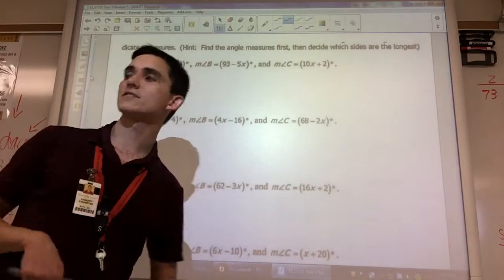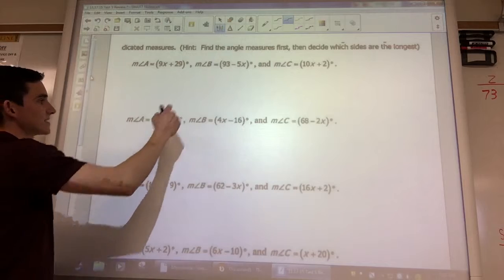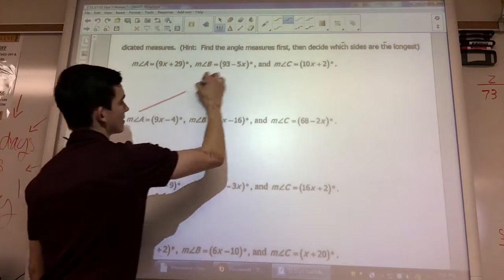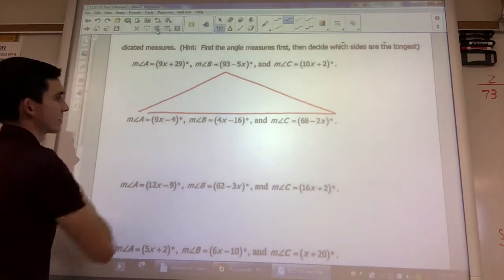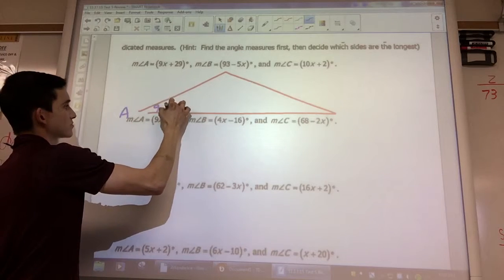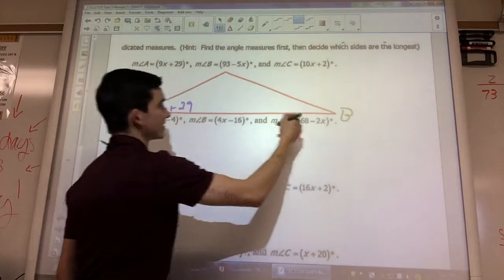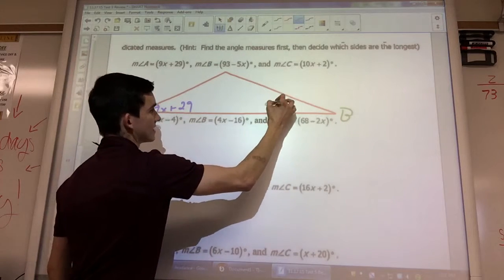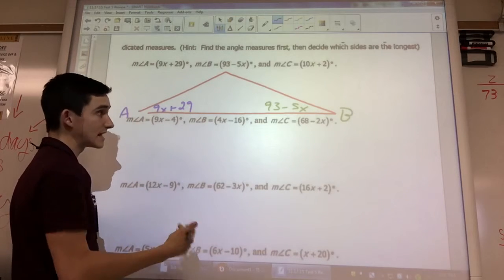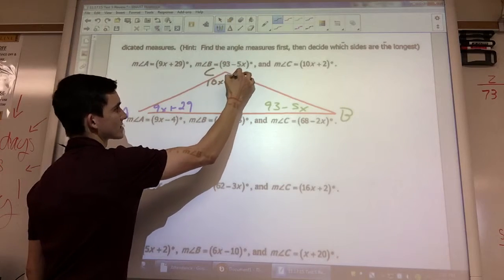I will say you'll have a test question very similar to this, except at least it's going to draw the picture. But the idea, guys, is draw a triangle. Here it is. Well, I'm going to need a bigger triangle. Okay, there's my triangle. Let's call this one angle A. That's 9x plus 29. Angle B is 93 minus 5x. I'm going to actually have to solve this one out because this one is not the easiest. Angle C is 10x plus 2.